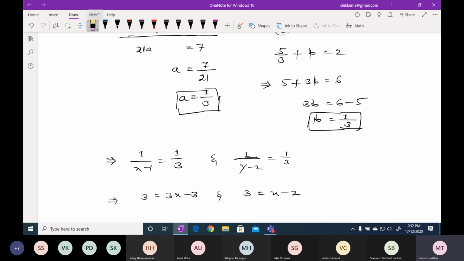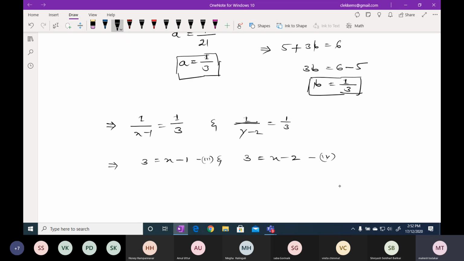Tell me fast. No, sir. Okay. Now see, 3 into 1 is 3, x it is only x minus 1. Now we got again this, you can take equation number 3, and this is your equation number 4. Now solve equations 3 and 4.